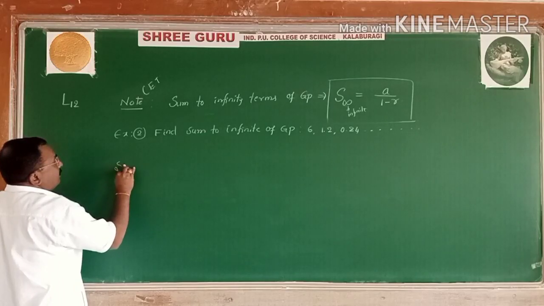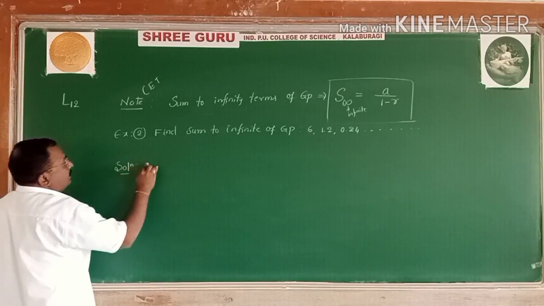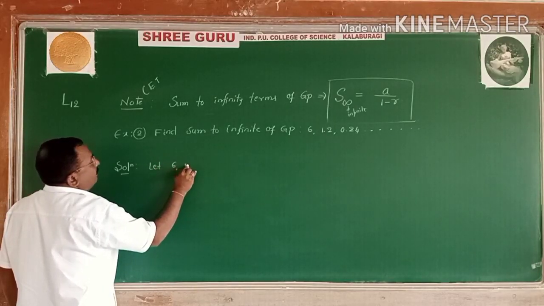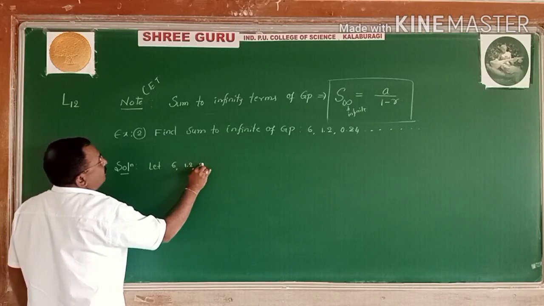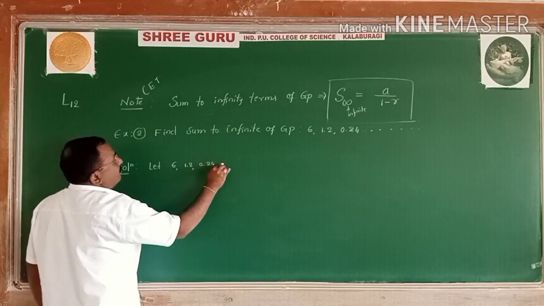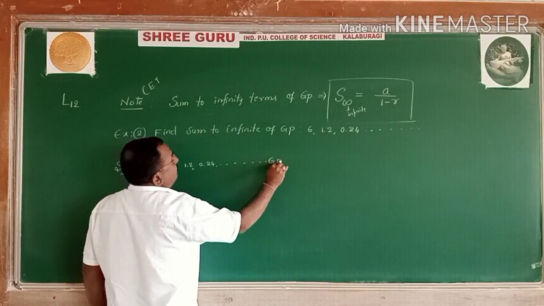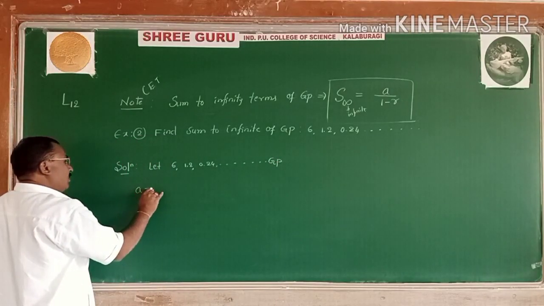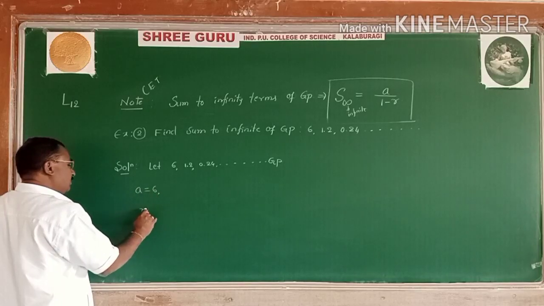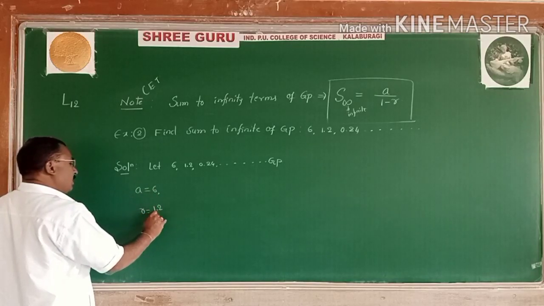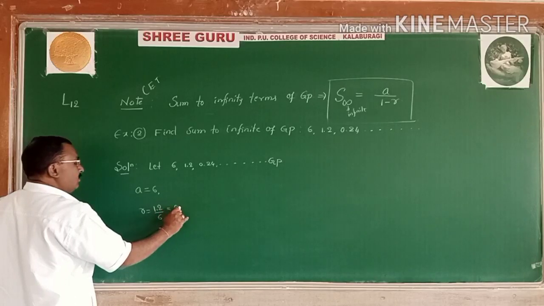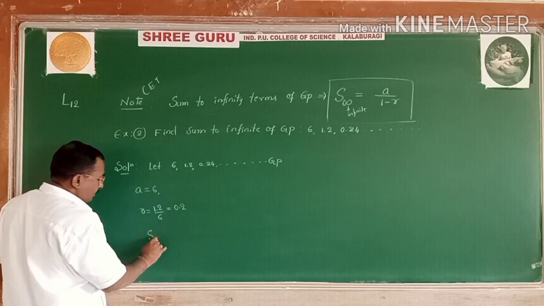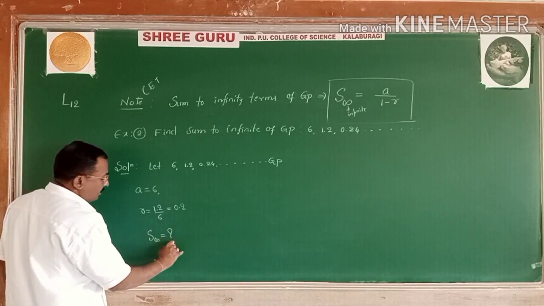Solution. Let 6, 1.2, 0.24 be in the form of GP, where A is equal to 6. Common ratio, any term divided by previous term, is equal to 0.2. To find the sum to infinity.